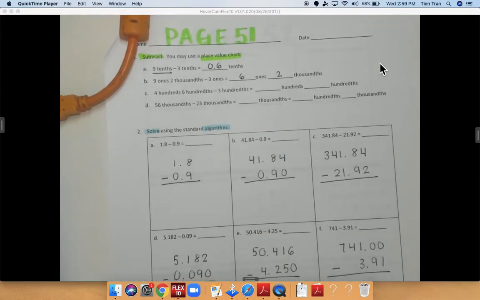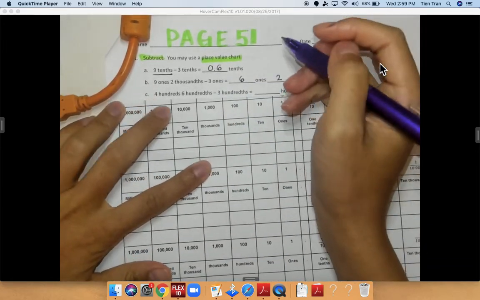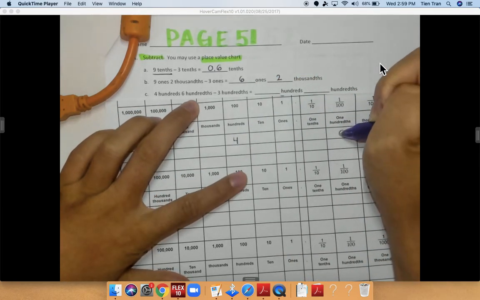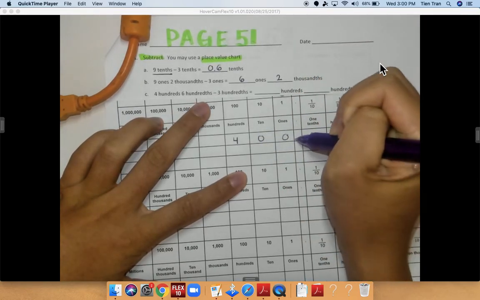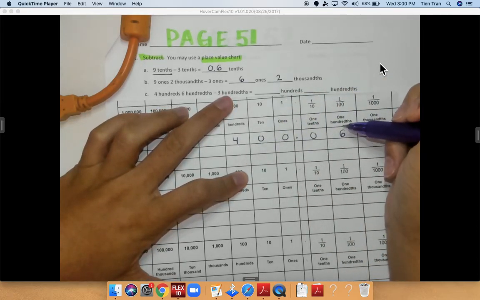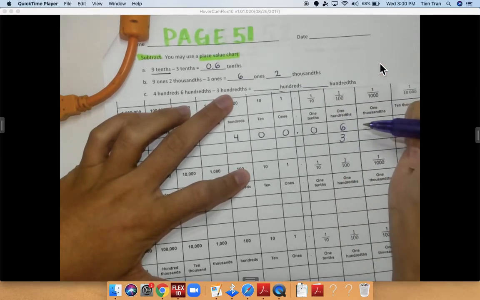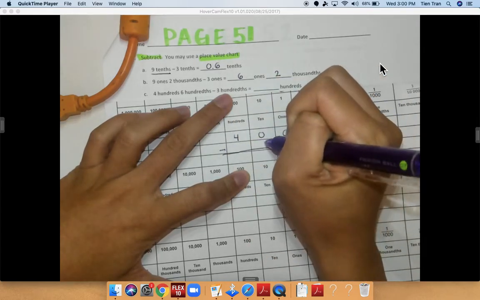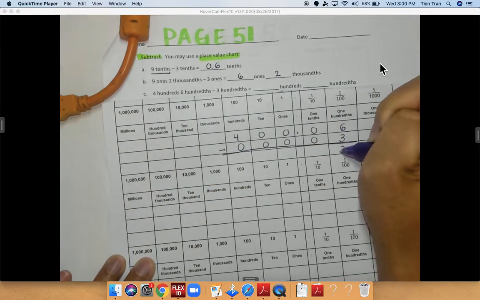Now for problem C, they asked me to subtract 4 hundredths and 6 hundredths. I'm going to make sure I add the zeros in between the spaces so that it creates the correct number. And then they asked me to subtract 3 hundredths. Okay? I can put my zeros straight across if I want to, or you can leave it alone. That's up to you.